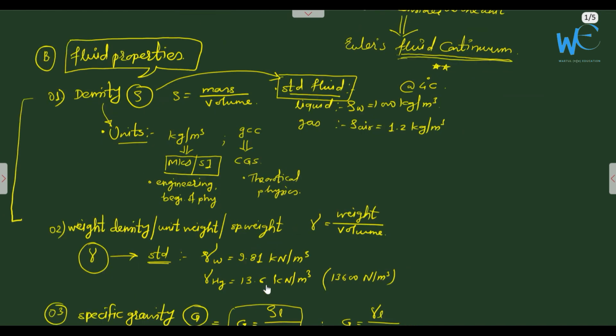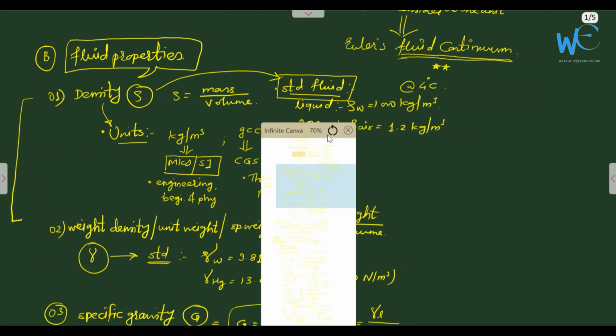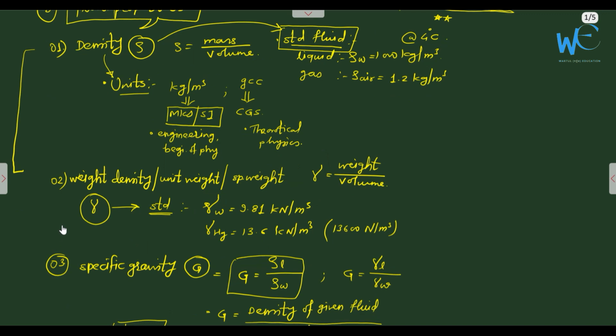After density, there is one more density we have to study, which is weight density. We call it unit weight also, or specific weight too. Our formula is weight by volume. Here also we use water as a standard liquid. So the weight density of water is 9.81 kilonewton per meter cube, and the weight density of mercury is 13.6 kilonewton per meter cube. Why am I writing mercury here? Because mercury is used as a barometric and manometric fluid, which we will discuss further. Weight density is denoted by gamma.